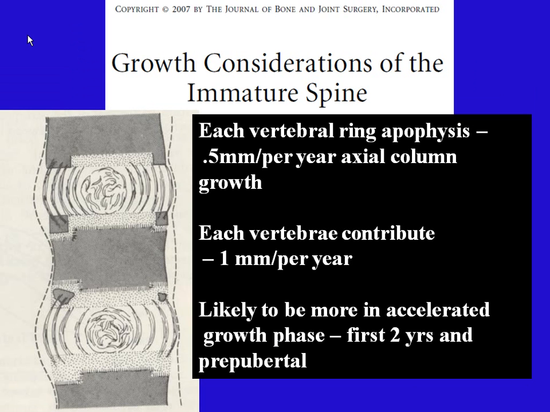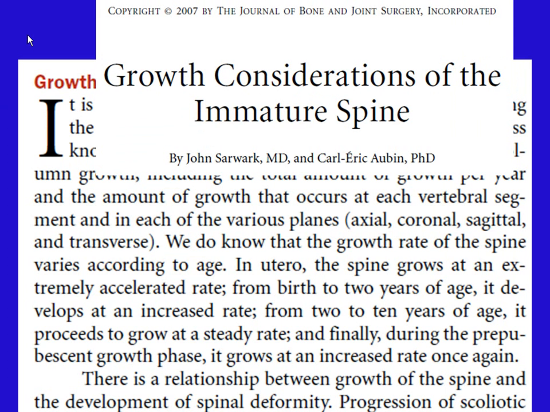Each vertebral ring apophysis grows by 4.5 mm per year for axial column growth. Thus, each vertebra contributes about 1 millimeter per year. And it's likely to be more in the accelerated growth phase, that is the first 2 years of life, and pre-pubertal. Now, there are certain growth considerations of the immature spine.